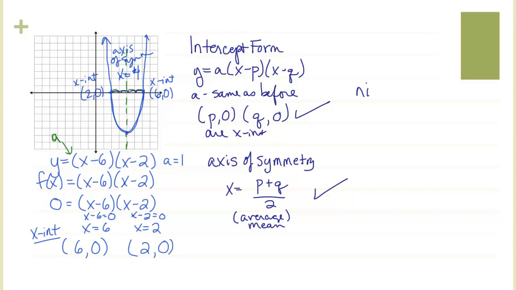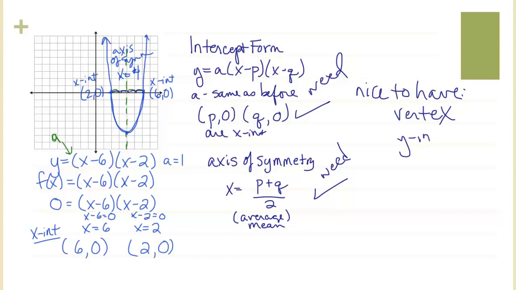Nice to haves, right? So these are need to have, need to have. Nice to have is going to be the vertex, if you can tell, and the y-intercept, if you can tell.